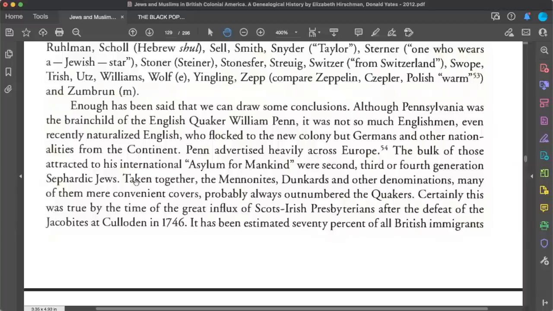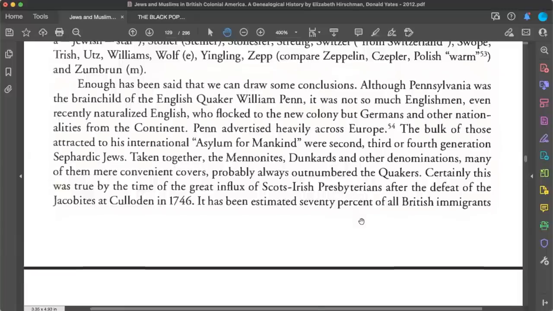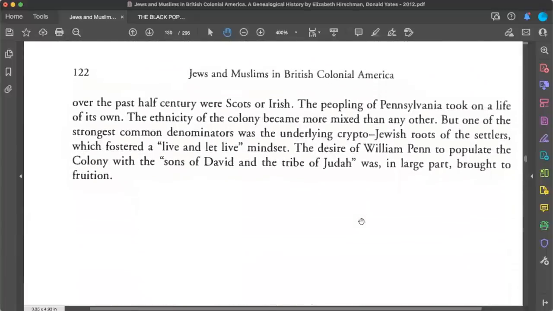Certainly, this was true by the time of the great influx of Scots-Irish Presbyterians after the defeat of the Jacobites at Culloden in 1746. It has been estimated that 70% of all British immigrants over the past half century were Scots or Irish. The people of Pennsylvania took on a life of their own.